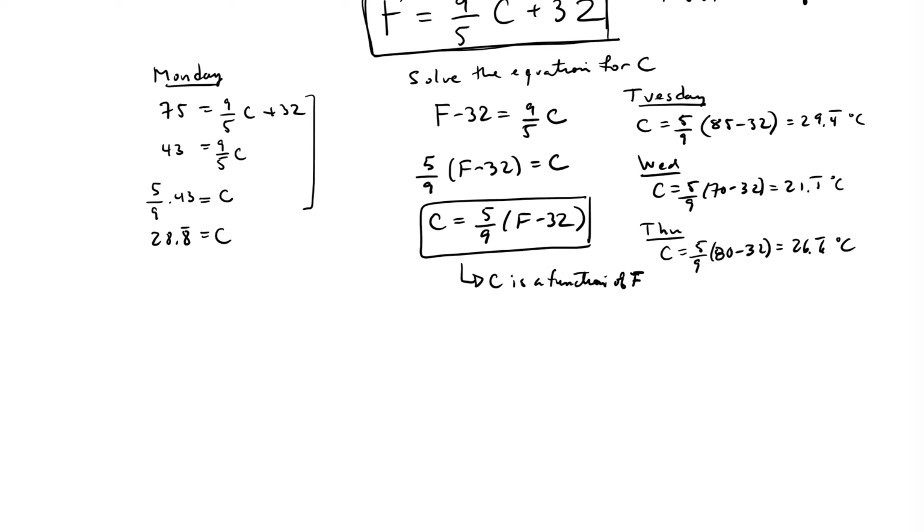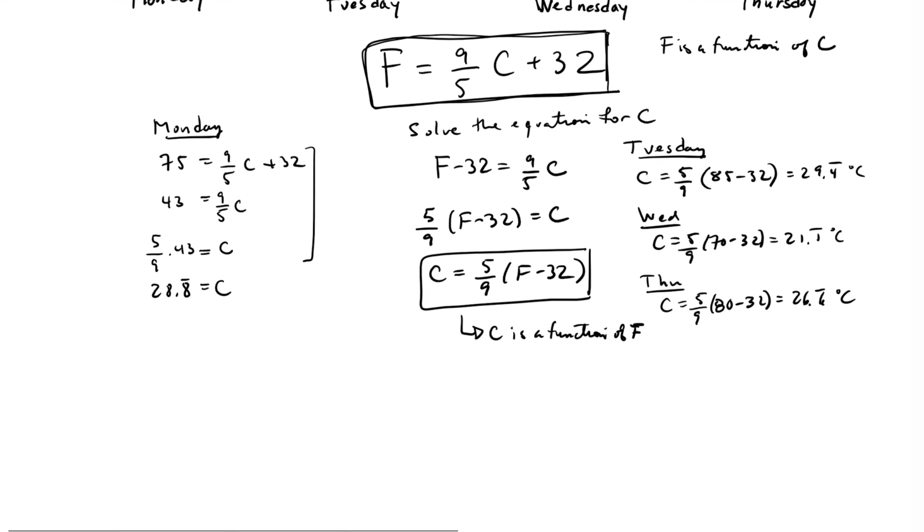And that's really possible because we have a one-to-one function. In other words, initially, when you're given C as a function of F, it's a one-to-one function because there are no two temperatures in Celsius that are associated to the same temperature in Fahrenheit. If that were the case, we wouldn't have a one-to-one function.